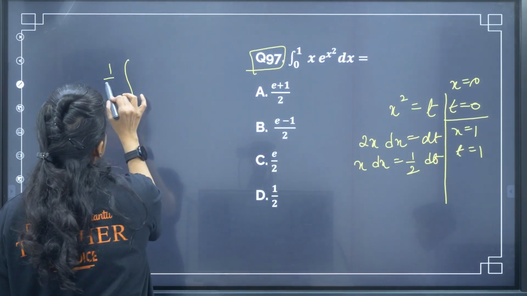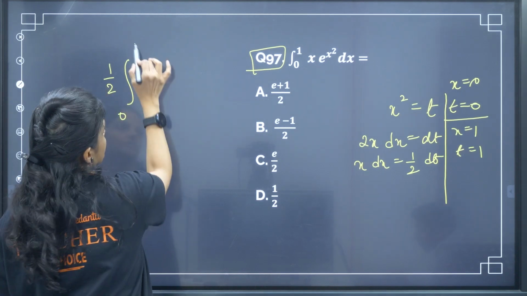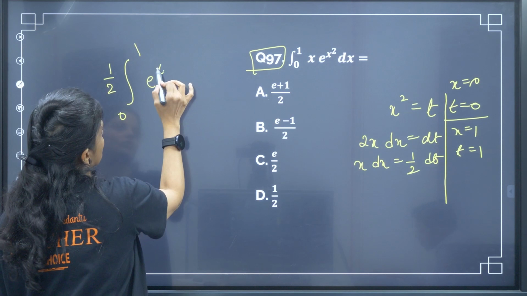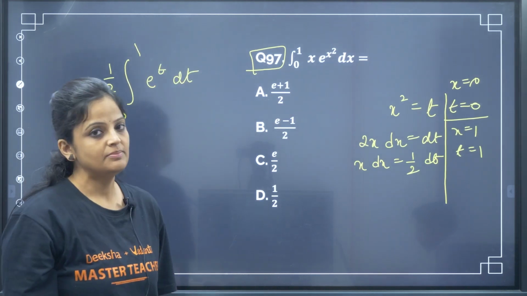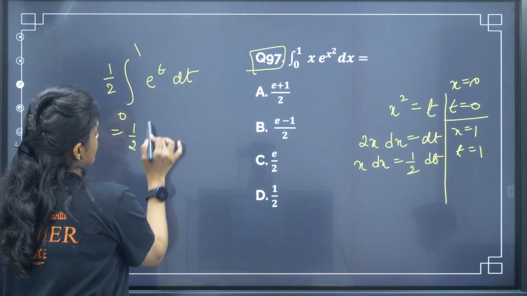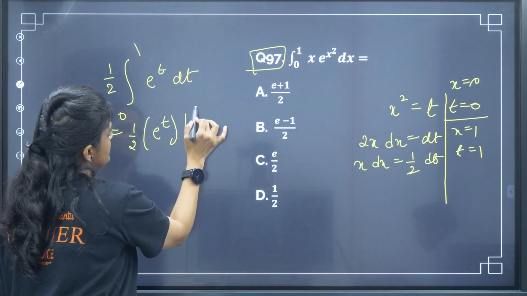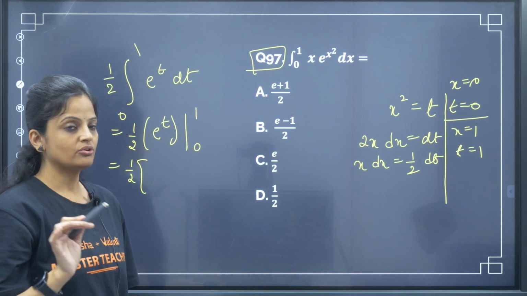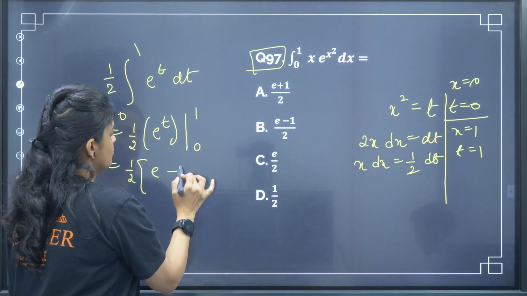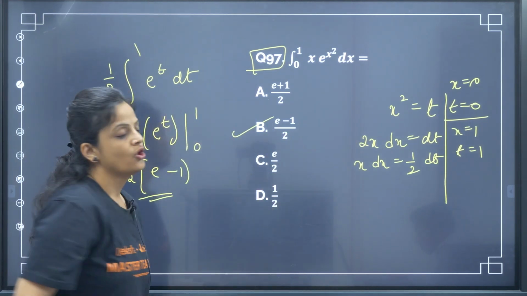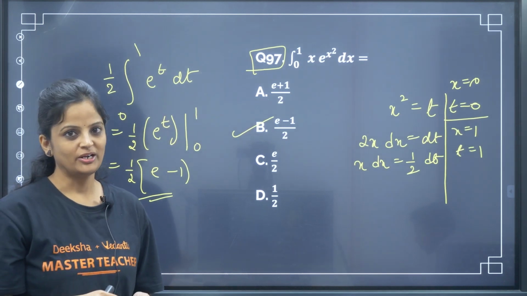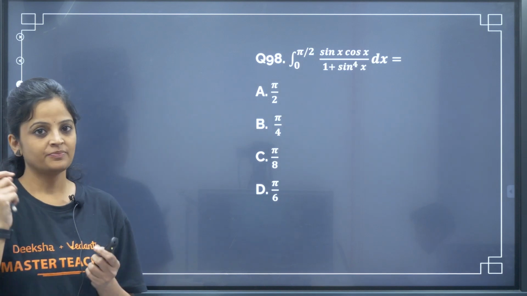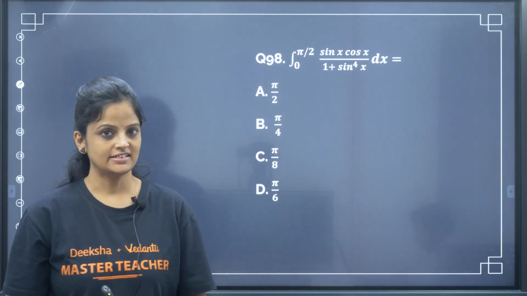So 1 by 2 comes out, 0 to 1, and x dx is gone with the dt, e to the power of t dt. e power t is e power t, but we have the limits to put. 1 by 2, if t is equal to 1 I get e, if t is equal to 0 I get 1. So it has to be option B, e minus 1 divided by 2. Everyone has done that? Yes? Check your copies. So better you have the right answer there.